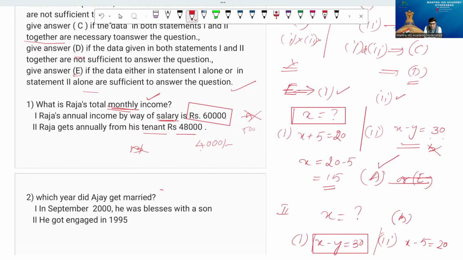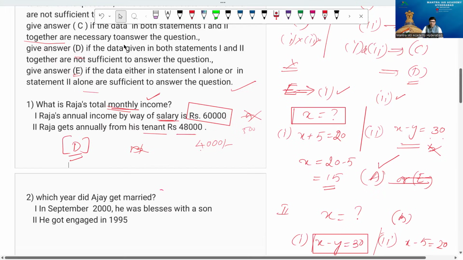No sir, no beta. This Raja might have some other sources of income. That's what you can say. Deposits in the bank, he may get monthly interest, or some other sources which are not at all mentioned in the statements. So the data is not sufficient to tell the exact monthly income of this Raja. So our answer is data is not sufficient. D is the answer for this question. But this analysis is important for this topic, please.